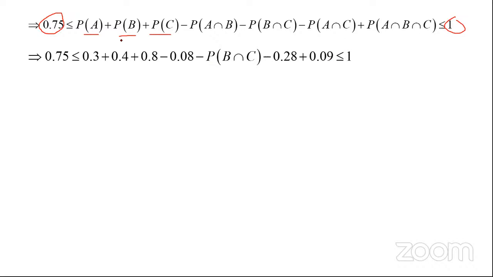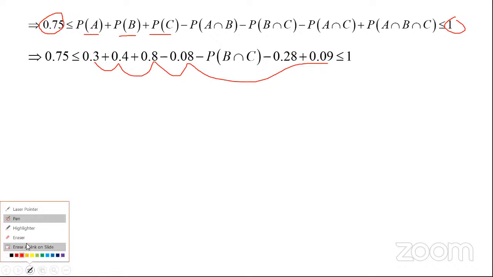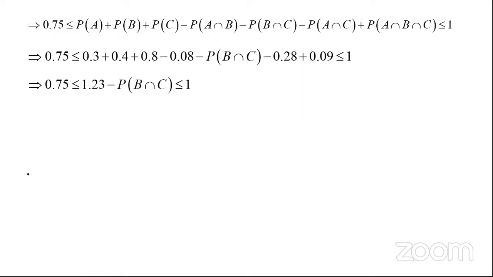Then the condition applies here. 3 plus 4 is 7, plus 8 is 15, so this value is 1.5, minus 0.08 minus 0.28 is 0.23, plus 0.09, just simplify that one. So you will get 1.23. So 0.75 is less than or equal to 1.23 minus P of B intersection C, which is less than or equal to 1.